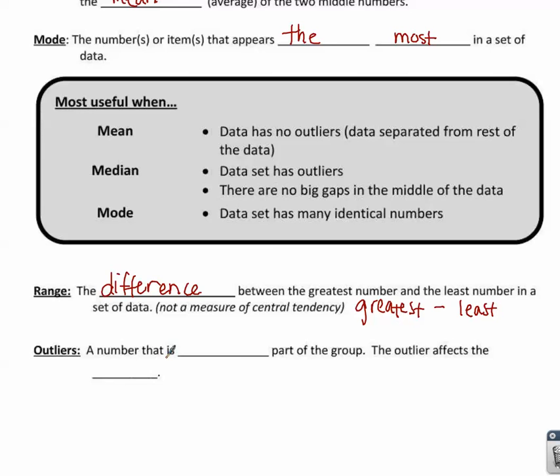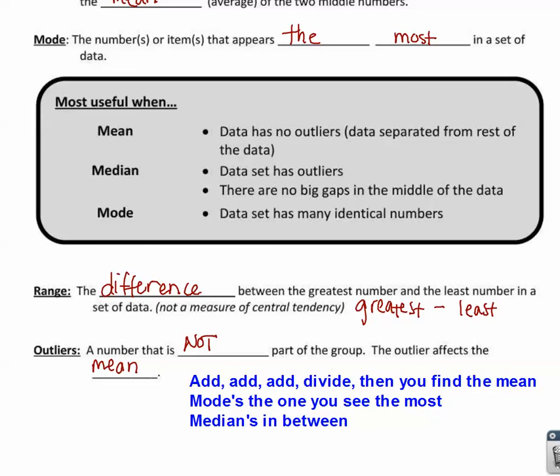An outlier is a number that is not part of the group. The outlier affects the mean. A cute phrase that'll help you remember the difference with all of these is in blue here. Add, divide, then you find the mean. Mode's the one you see the most, and median's in between.